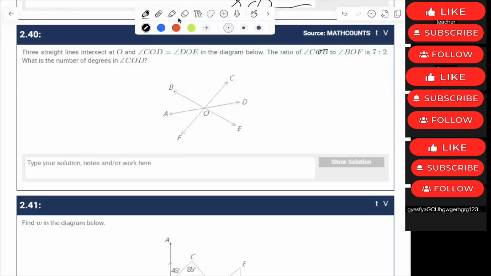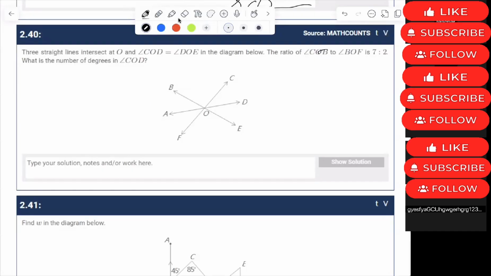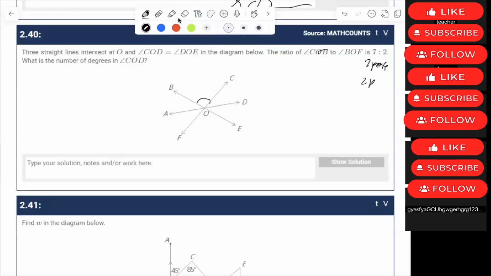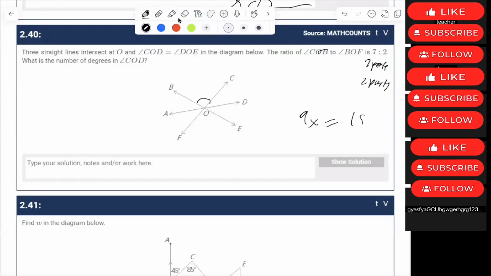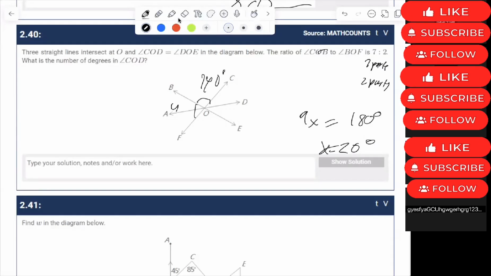All right, let's get started with this question now. What is the number of degrees in COD? So COB to BOF is 7 to 2, and we know this is a straight line, so we have to know the total number. These are 7 parts to 2 parts, adding up to a total of 9 parts. So 9x, say that x is 1 part, is going to be 180 degrees, since this is a straight line. So x is 20 degrees. You then get this is 140 degrees, and this is 40 degrees.